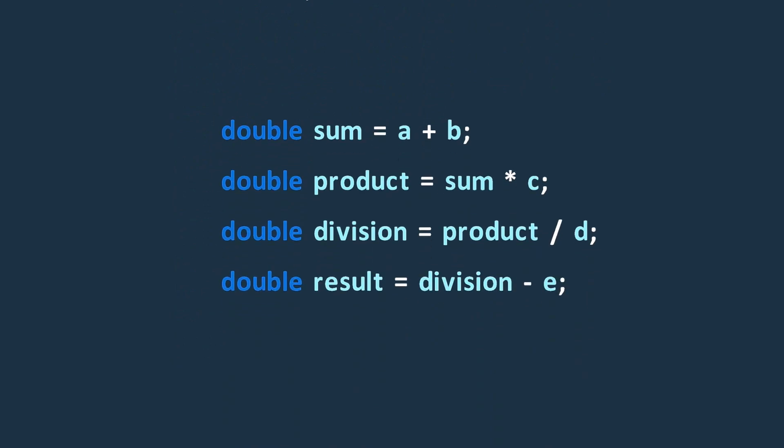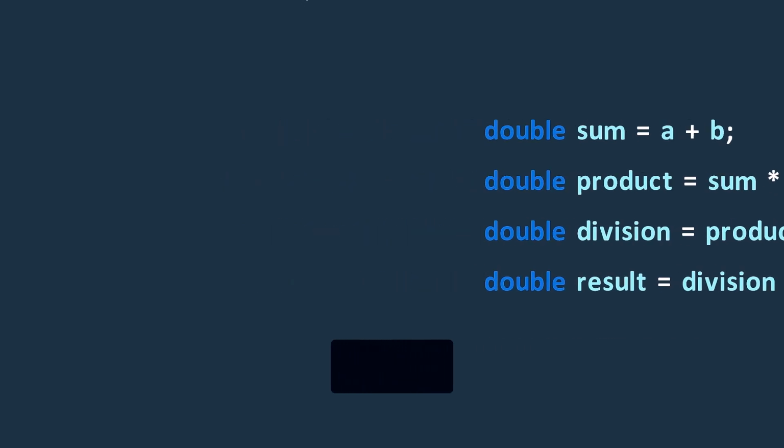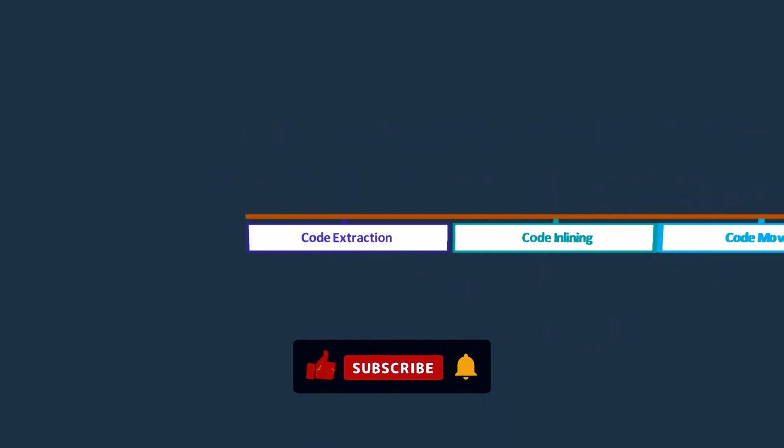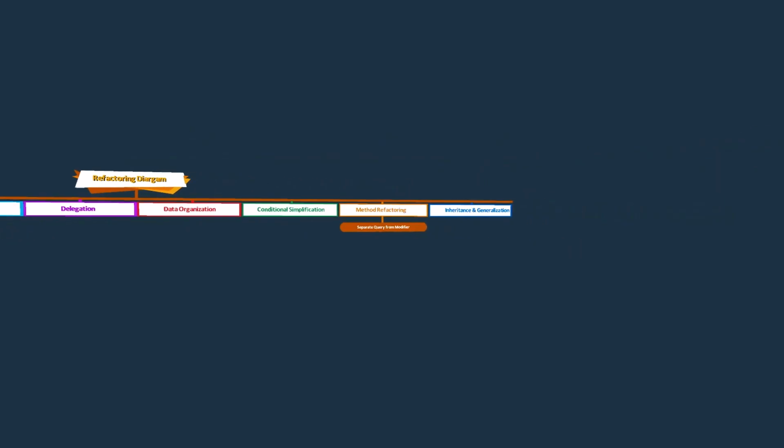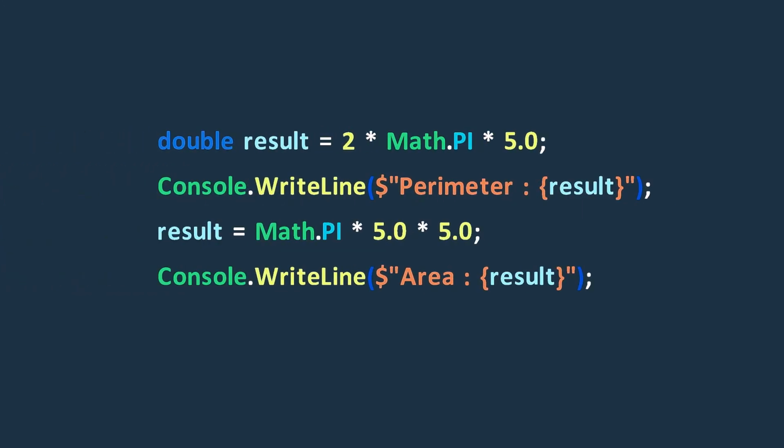By doing this, we not only make the code easier to read, but also improve how the code is organized and maintained. This technique falls under the code extraction category in our refactoring diagram. Now, let's jump into a practical example to see this technique in action.